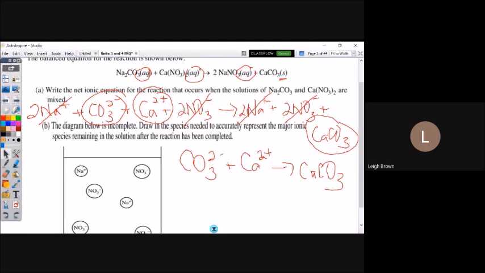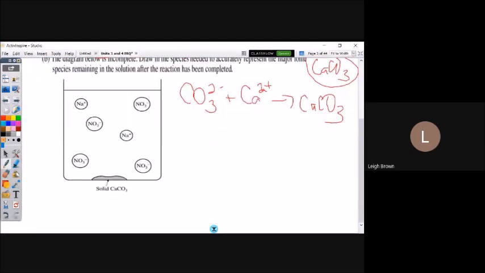All right, so moving to the next question. The diagram below is incomplete. Let me give us some more room. Draw in the species needed to accurately represent the major ionic species remaining in the solution after the reaction has been completed. Okay, so this is our product beaker. The reaction's taking place. We see our solid at the bottom.